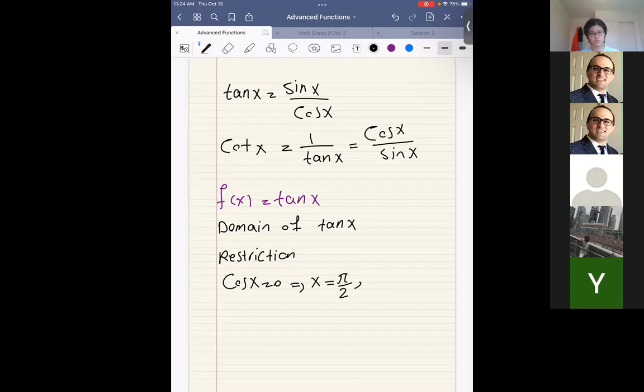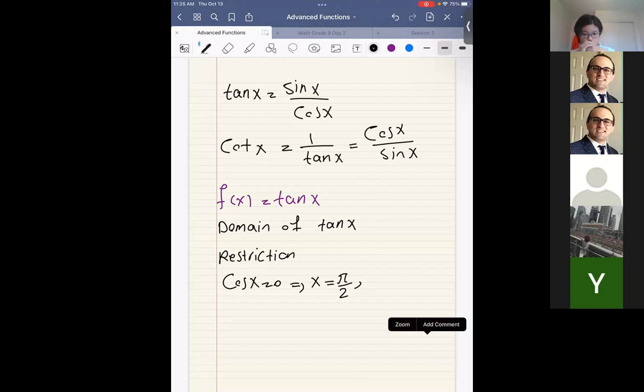What is it? Can you tell me, Lisa? Sorry, what? You ask for what? Sorry. Pardon me? So at what point is cosine 0? That's the question.